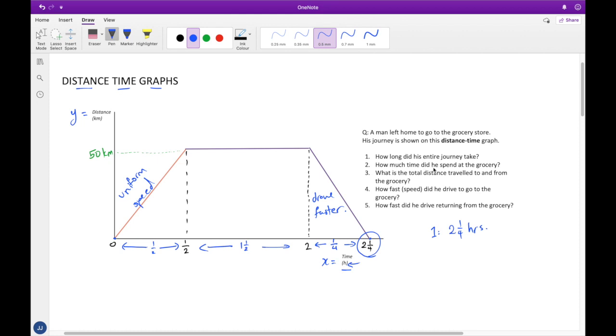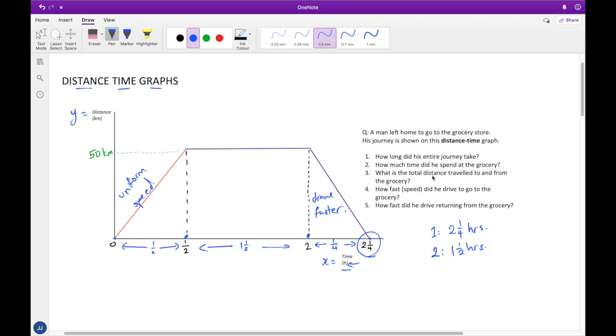How much time did he spend at the grocery store? Well, we already saw that he got to the grocery store at the ½ hour mark. He left the grocery store at the 2 hour mark. So that means he would have spent an hour and a half at the grocery store. So 1½ hours.